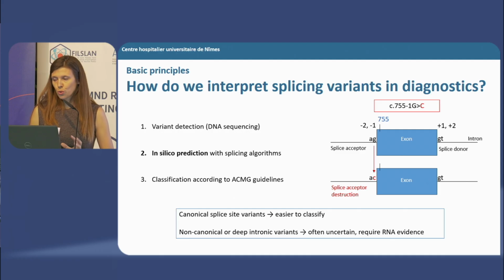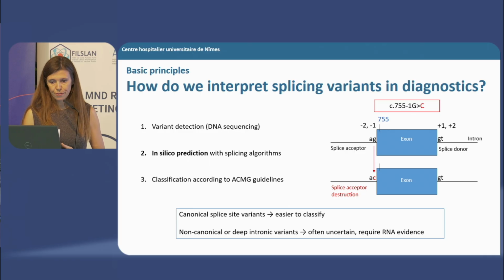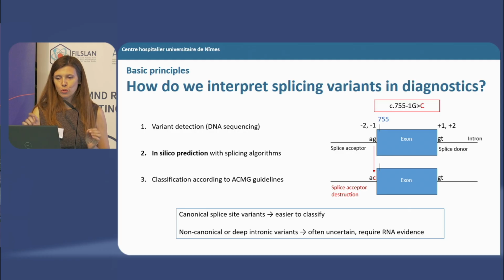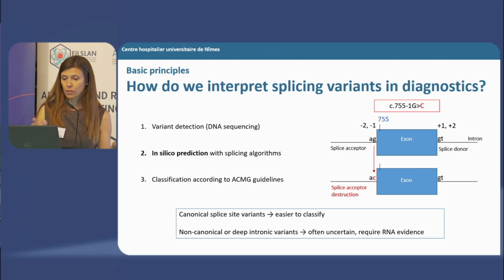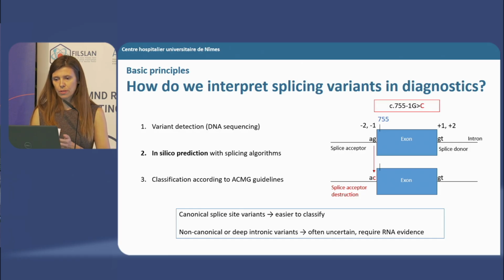So just a quick reminder of how we interpret splicing variants in diagnostics. It's a slide with the basic principles. First, we detect a variant at the DNA level. For example, here you have a mutation that affects a splice acceptor canonical site. And whenever you see a minus or plus, when you see minus, it means that we describe an intron variant that is located before the exon. And when you see plus, it's after.